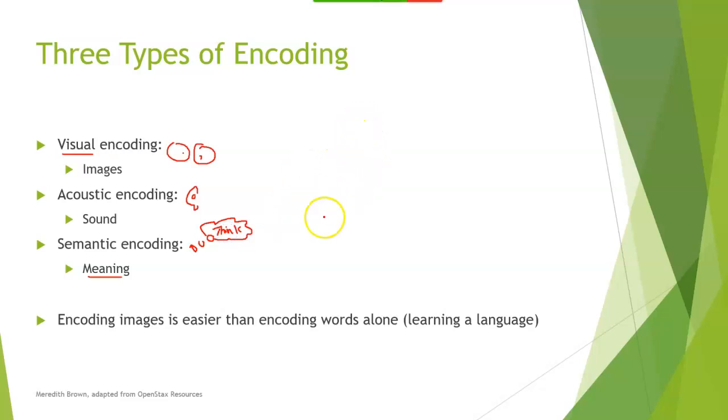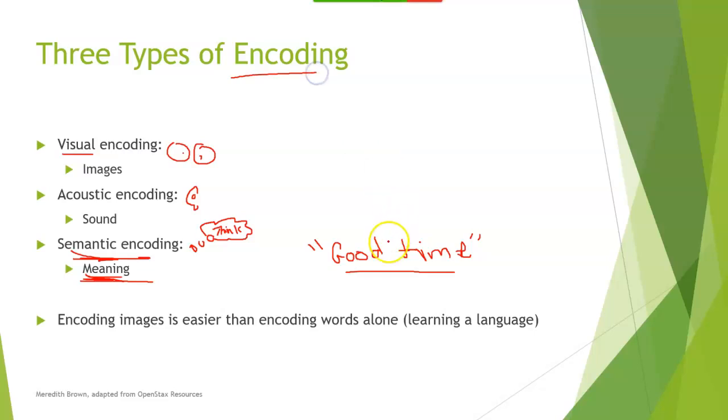So if somebody says to you, hey, you want to go out and have a good time tonight? There's some semantic encoding there. Good time often implies, especially said with that inflection, that some nefarious activities are going to go on. But if you don't know the meaning of let's go have a good time, then you're not going to be able to encode that information properly.